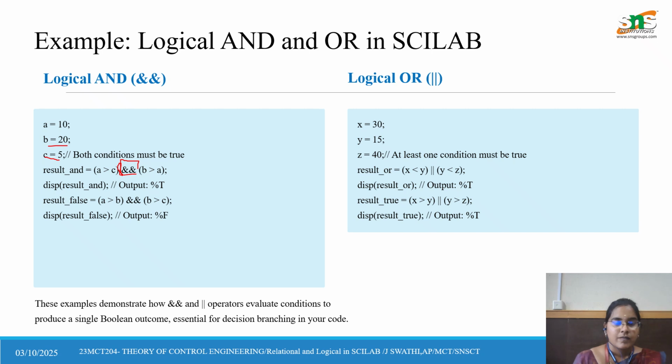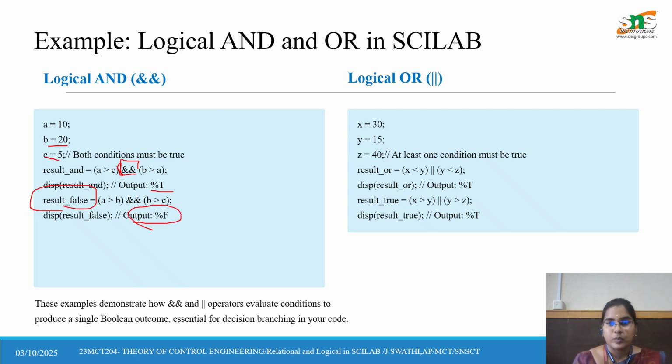AND means the first condition and the second condition must both be satisfied. We can check: A is greater than C, yes. B is greater than A, yes. So the condition is true. For the second one, the false condition: A is greater than B and B is greater than C. Taking the result as false, we have displayed it here as result false, so automatically the condition is false.